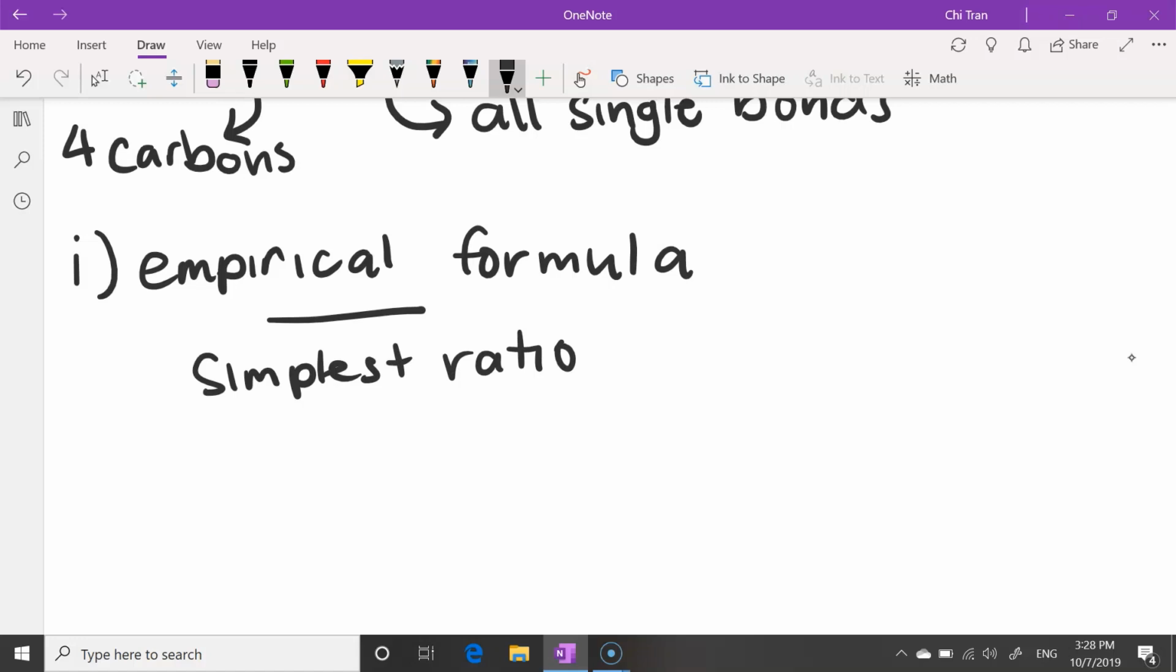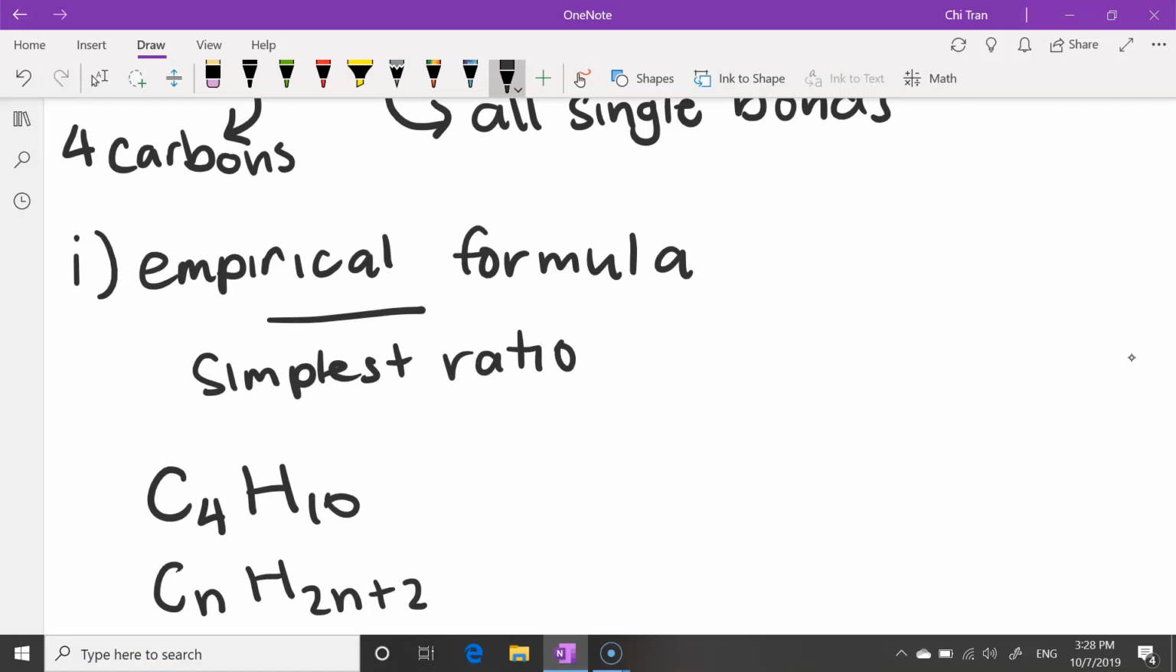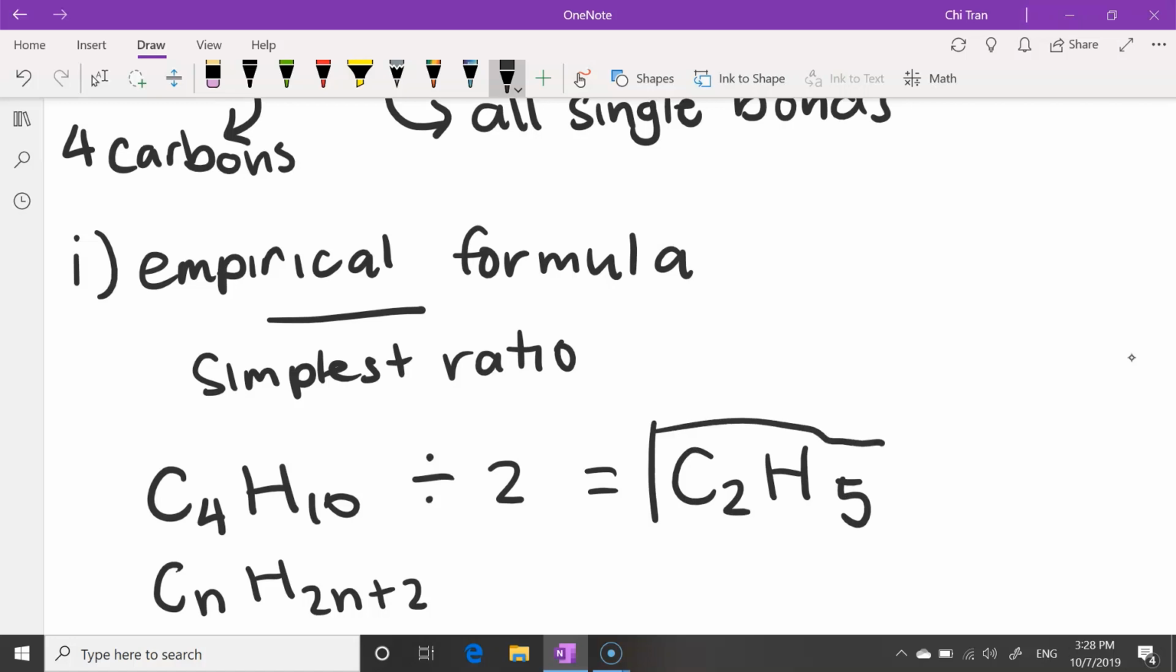So first, we write out what we know. So there are 4 carbons. So we start off with writing C4. And remember, for alkane, the general formula is CnH2n+2. So if we were to substitute 4 for n, we would find out that there are 10 H's. So to find the simplest ratio, we simply divide it by 2 and we would get C2H5, and that is our empirical formula for butane.